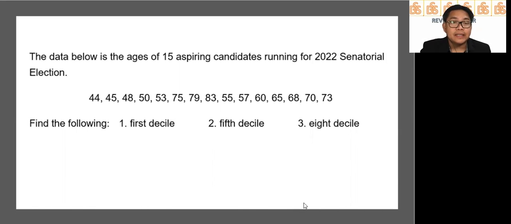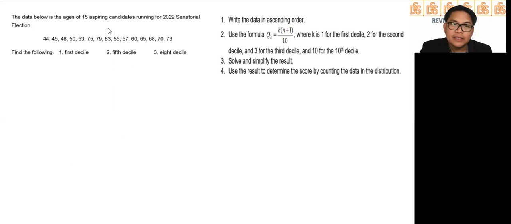Let's consider this problem. The data below is the ages of 15 aspiring candidates running for the 2022 senatorial election. These are the data, and your goal is to find the following: first decile, the 5th decile, and the 8th decile. This is the problem that you have to solve, and we have the procedure here so that you will be guided on how to solve this problem step by step.